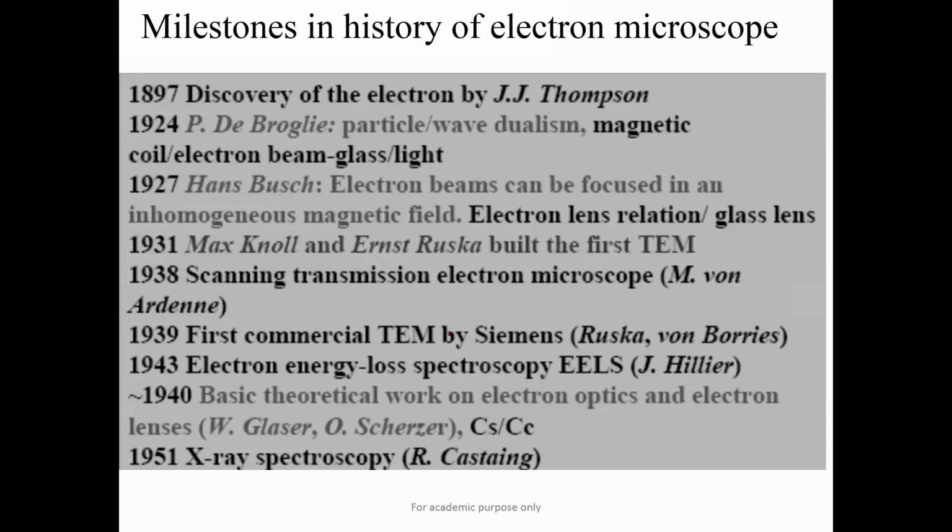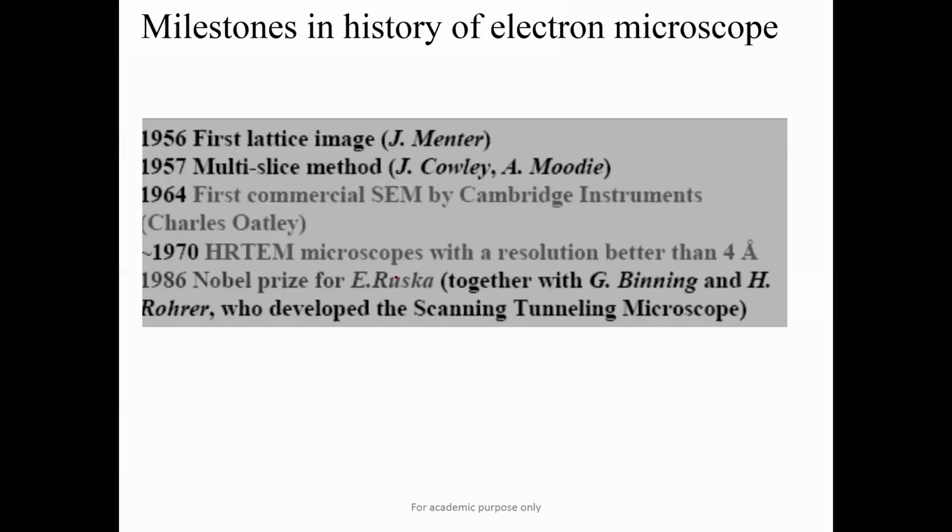I will skip most of the history. You know that the electron was discovered by Thomson, and the important thing for the electron microscope is the de Broglie wavelength, meaning particle and radiation have a dual nature. Radiation also has particle nature, and particles have wave nature. That's why we are able to go for this kind of electron microscopy. So this is some history only, I'm skipping it.